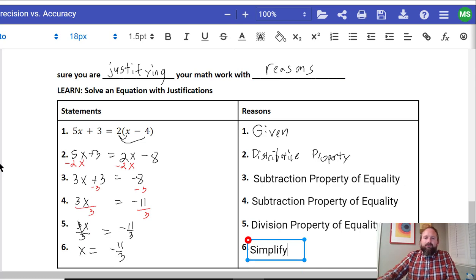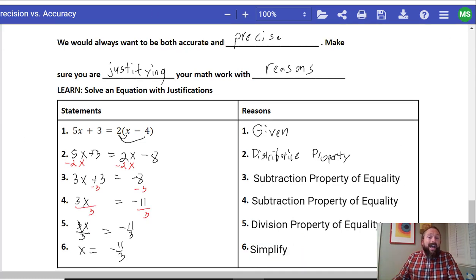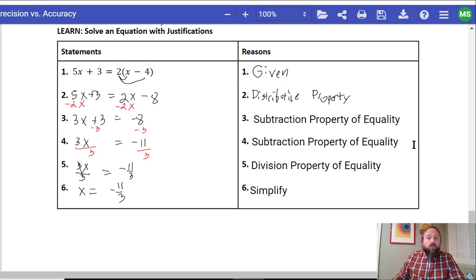So there we go. So at this moment, understand that you have to justify your work. What are you doing? And so when we get to module 12, you are going to do the work and then on the other side, justify it with your reason. Do the work, justify. What are you doing? I'm subtracting 2 on both sides. Okay, what is that? The subtraction property of equality by 2 on both sides.